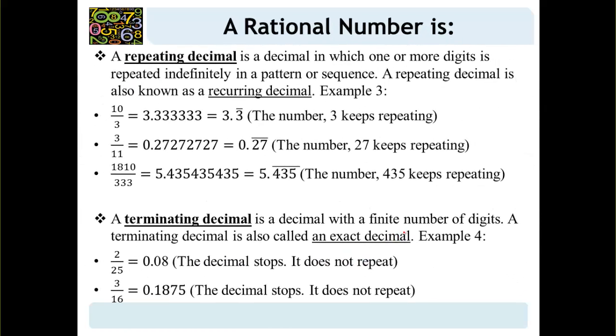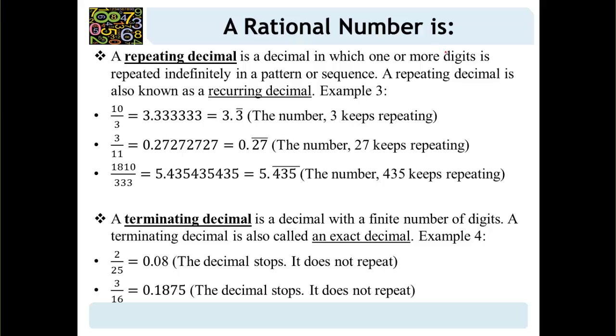Now, a rational number can be a repeating decimal or a terminating decimal, in the objectives that we had in the first video. When we talk of repeating decimal, it is a decimal in which one or more digits is repeated indefinitely in a pattern or sequence. It is also known as recurring decimal. We talked about that also in the first video.